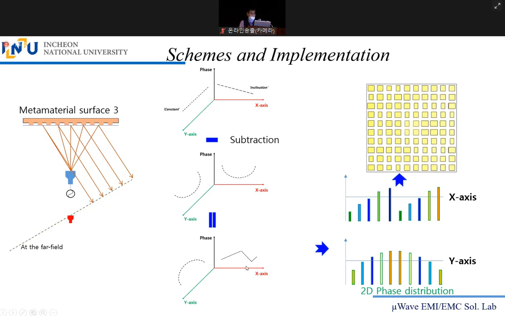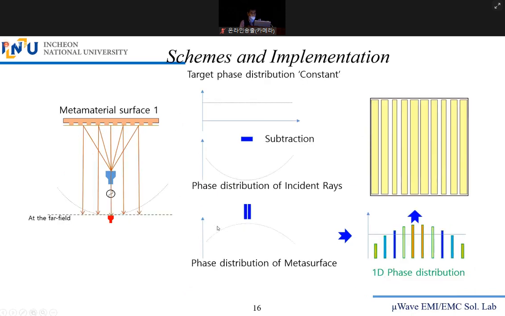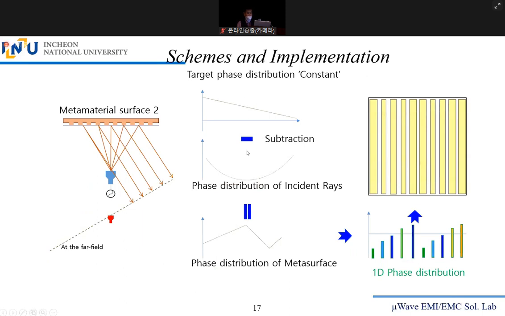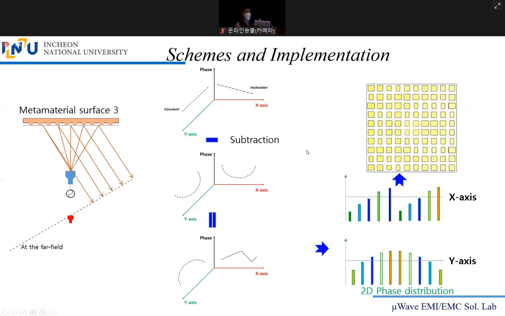So you can see two curves here. One curve comes from metamaterial surface 1, and the other curve comes from metamaterial surface 2. Then you can synthesize, and this one-dimensional structure is transformed to the two-dimensional structure.